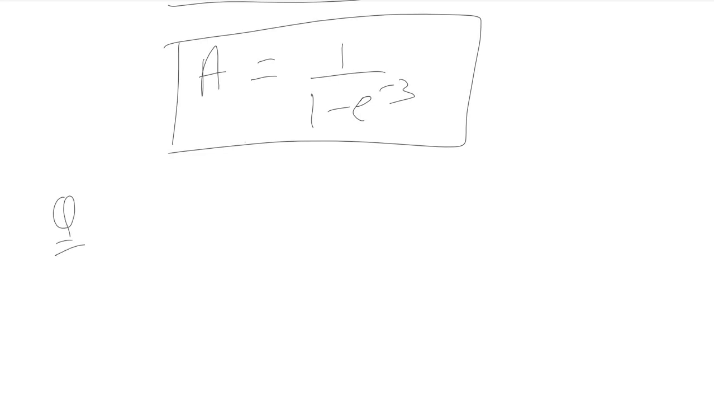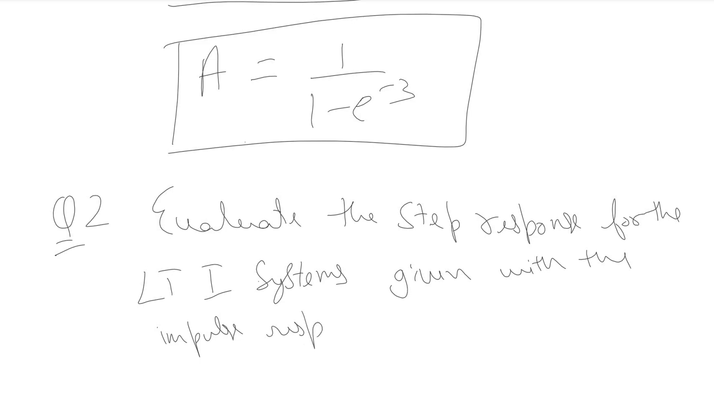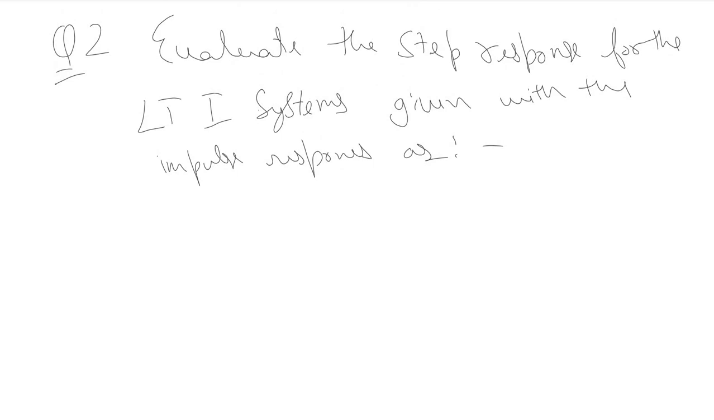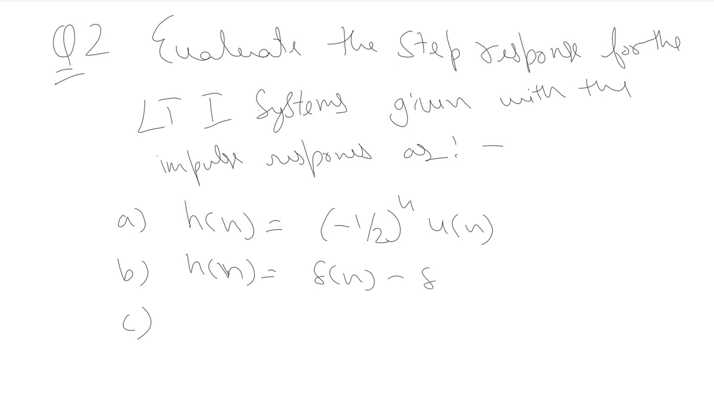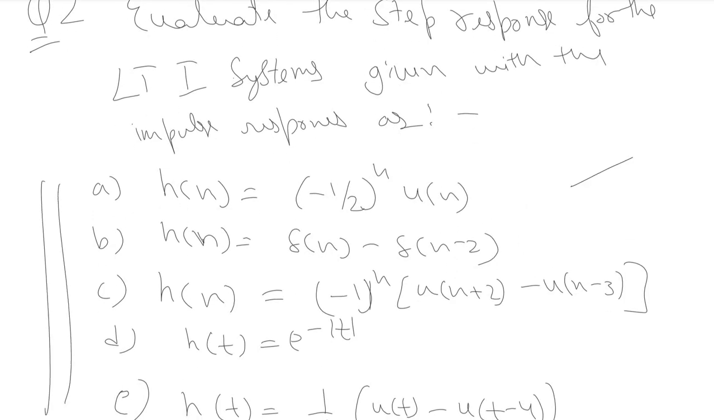Moving on to the next question. Evaluate the step response for the LTI systems given with impulse responses. So we are given the impulse responses of several LTI systems, and we need to find out the step response. So the impulse responses given are these 5 LTI systems whose impulse responses are given to us, and we need to evaluate the step response of these systems.